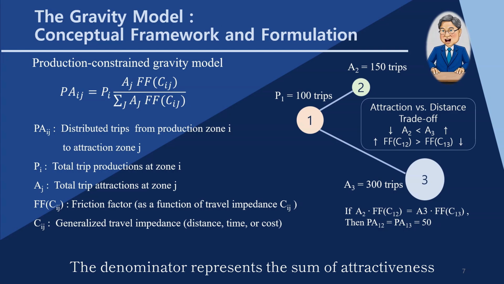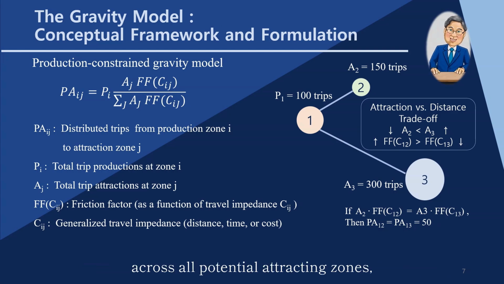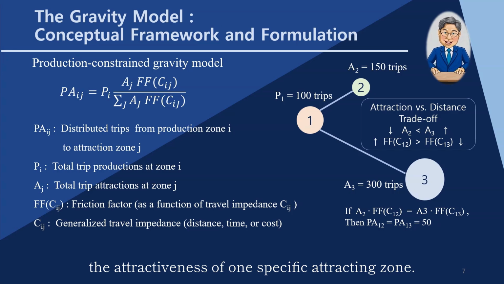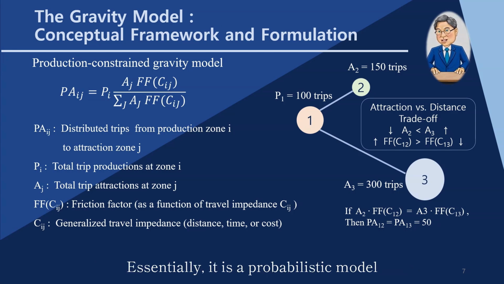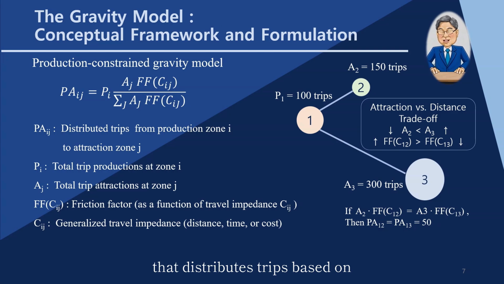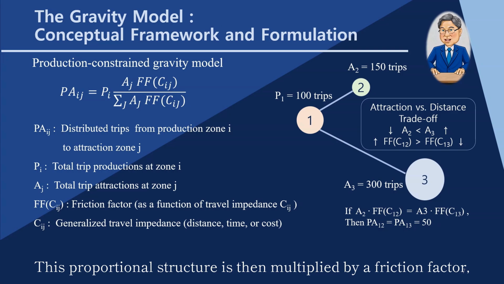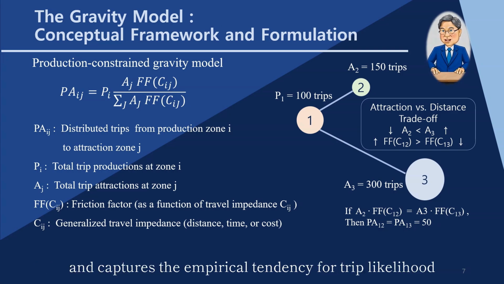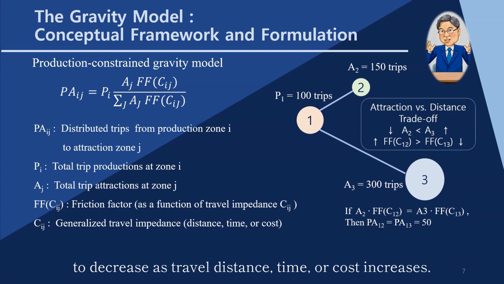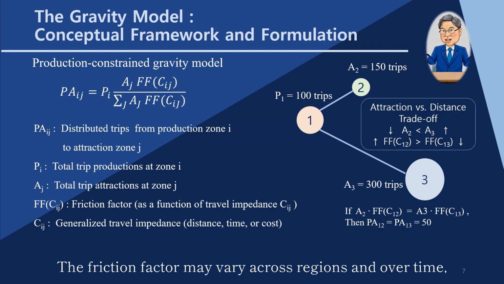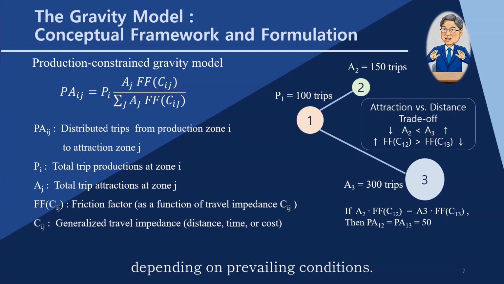The denominator represents the sum of attractiveness across all potential attracting zones, while the numerator represents the attractiveness of one specific attracting zone. Essentially, it is a probabilistic model that distributes trips based on an attracting zone's share of the total aggregate attractiveness. This proportional structure is then multiplied by a friction factor, which quantifies travel impedance and captures the empirical tendency for trip likelihood to decrease as travel distance, time, or cost increases. The friction factor may vary across regions and over time, depending on prevailing conditions.